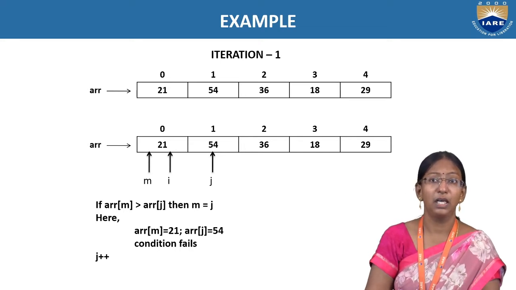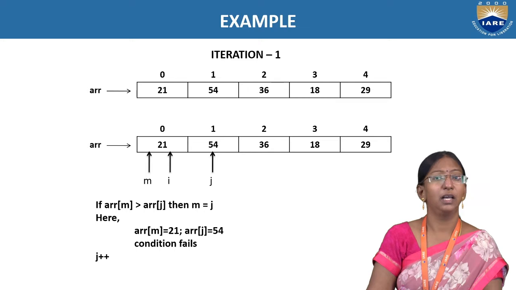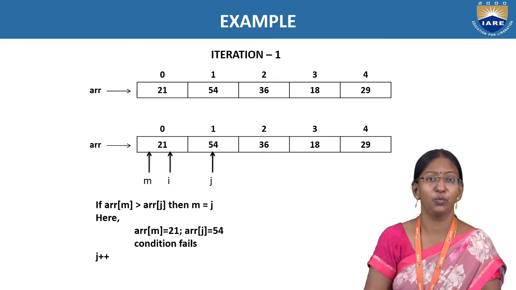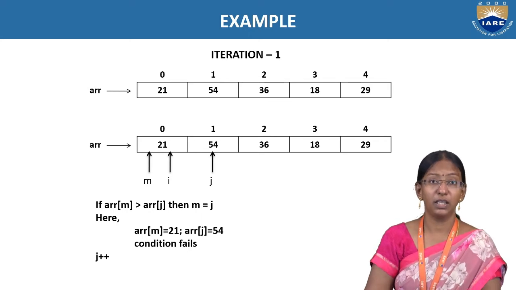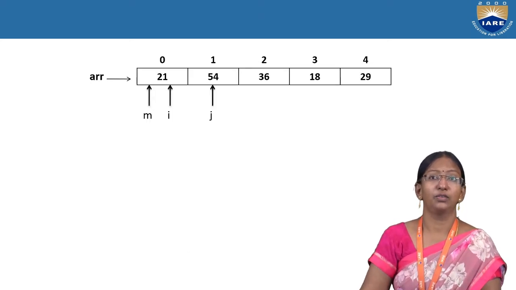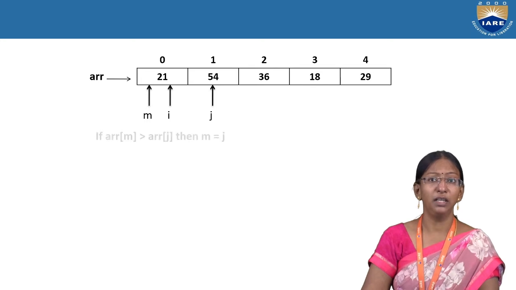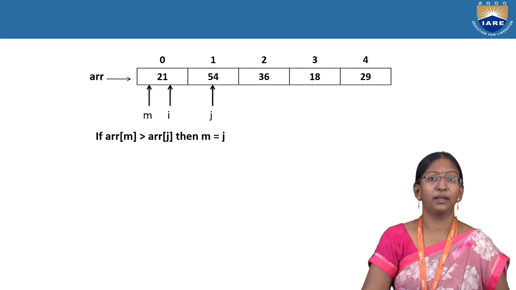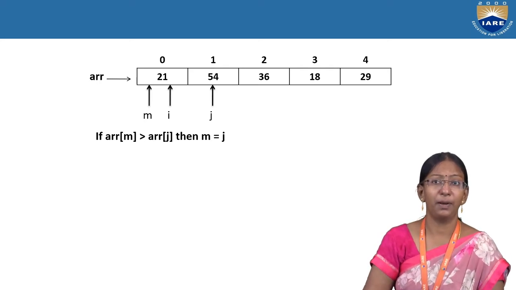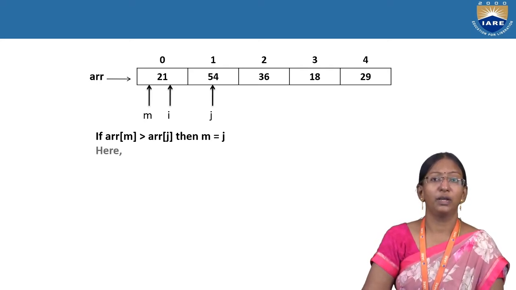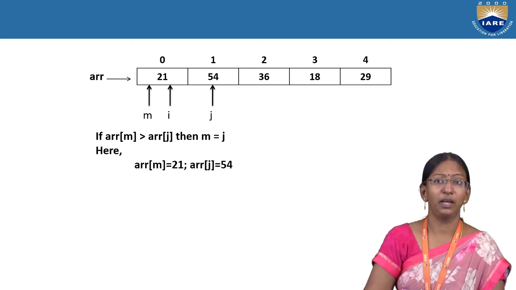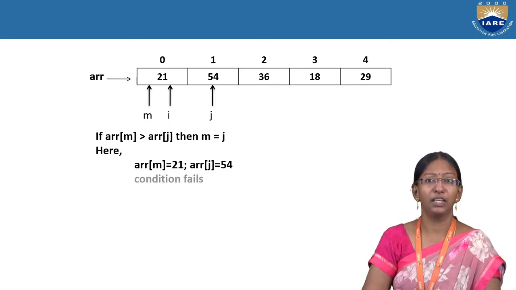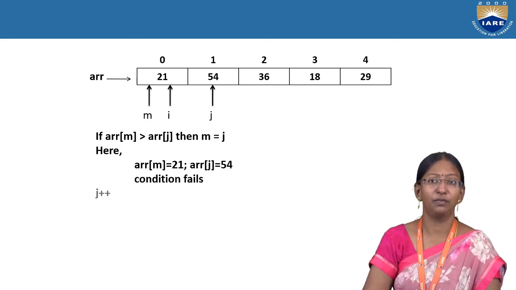I am going to shift. Even if the condition fails or not, I am going to increment the J value. Okay. So here the condition failed, so I have incremented the J value. Right. So what happens? Compare between M and J. Here M is 21 and J is 54. Condition fails, increment the J value.